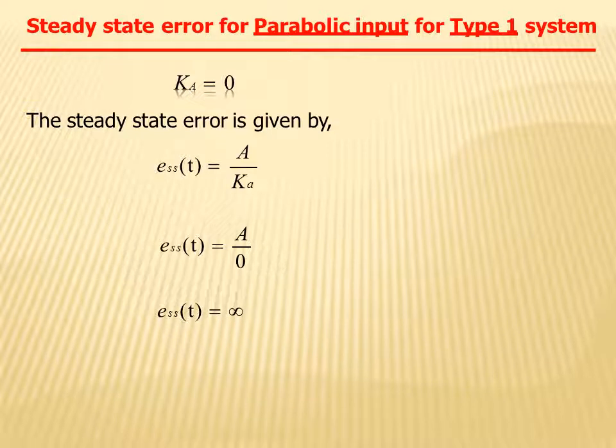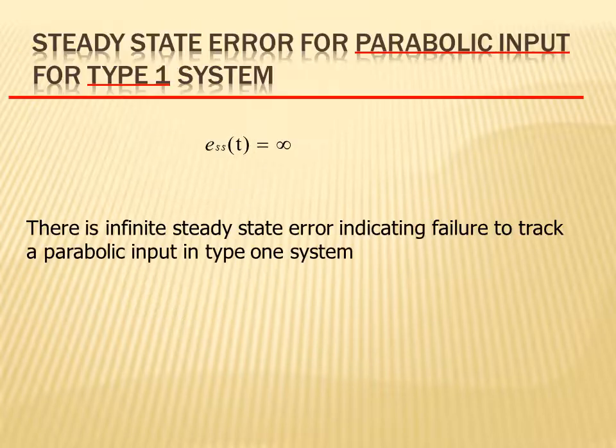By taking the limit, s square becomes 0, so Ka is equal to 0. The steady state error is given by ESS(t) = A upon Ka. Here Ka is 0, so ESS(t) is equal to infinity. Therefore, steady state error for parabolic input for type 1 system is infinity. There is infinite steady state error indicating failure to track a parabolic input in type 1 system.